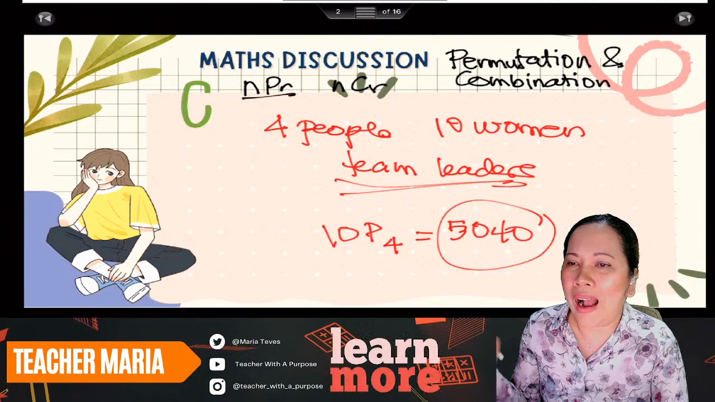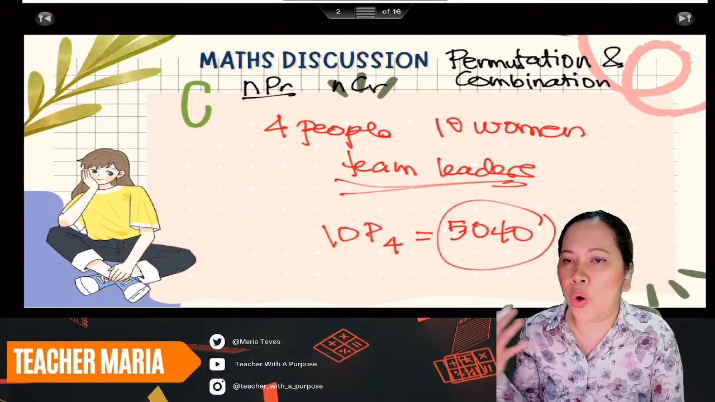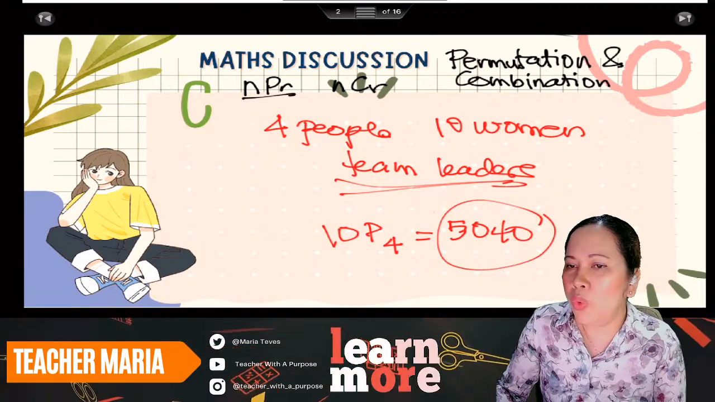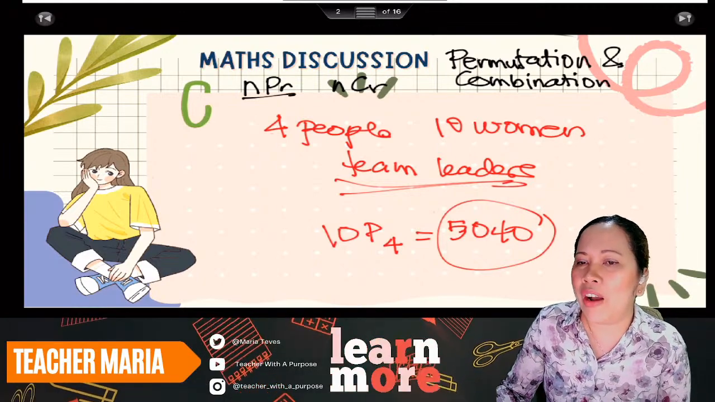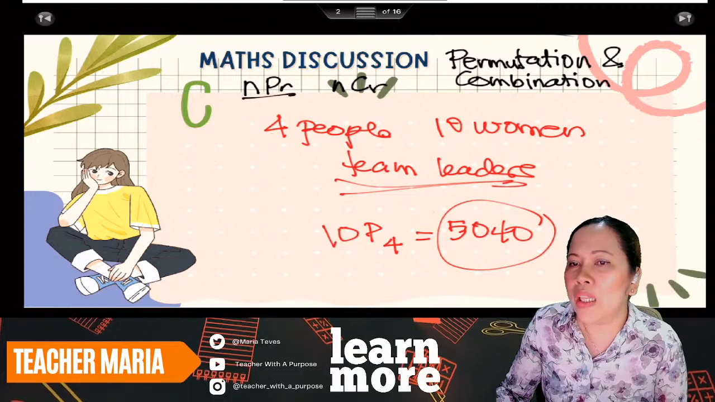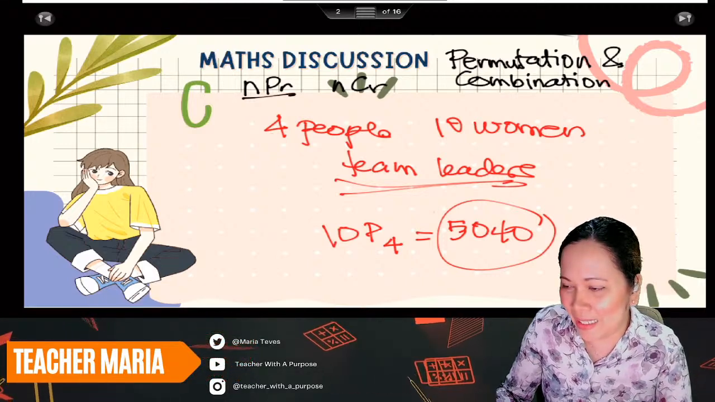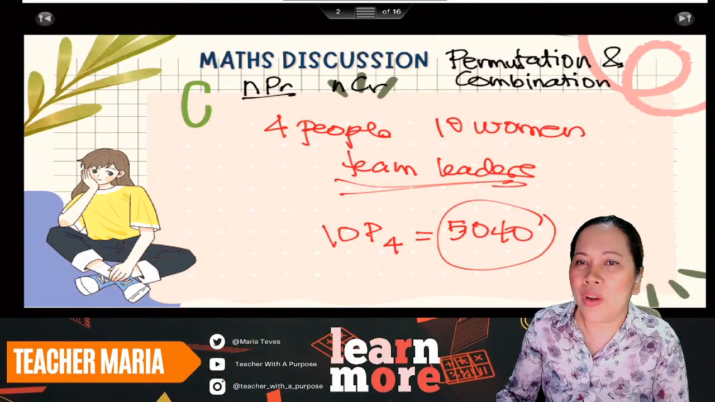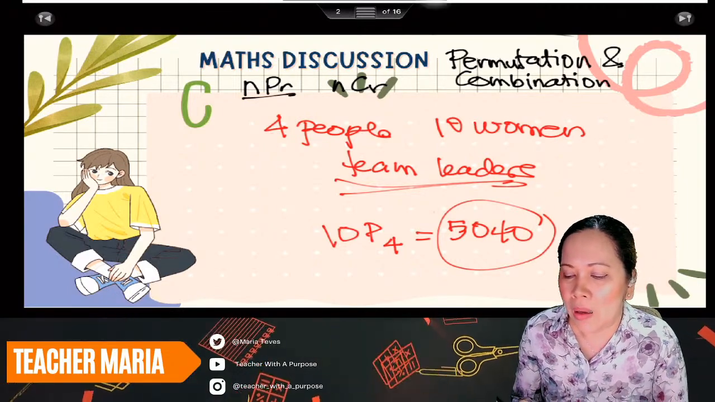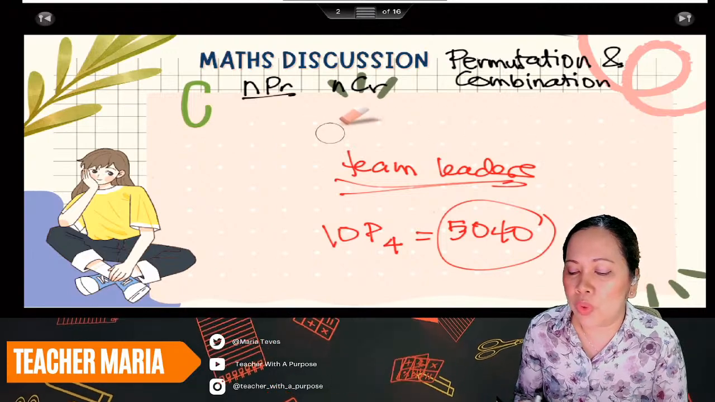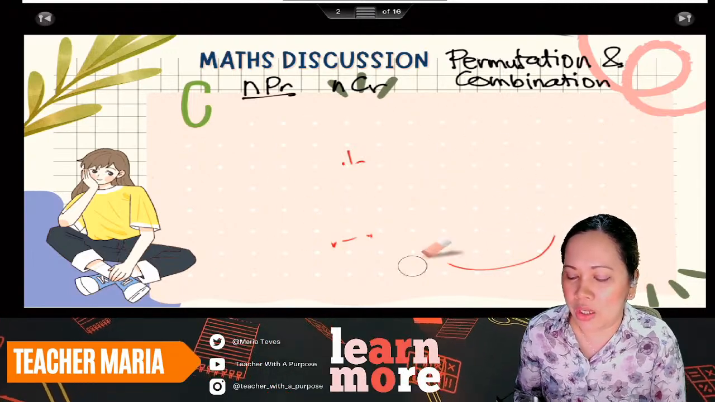So how do you go about it? When would you know what to use? You have to think, if I have chosen one, will I be able to use it again? If you have used it already, then you cannot use it again. That would then be a permutation.